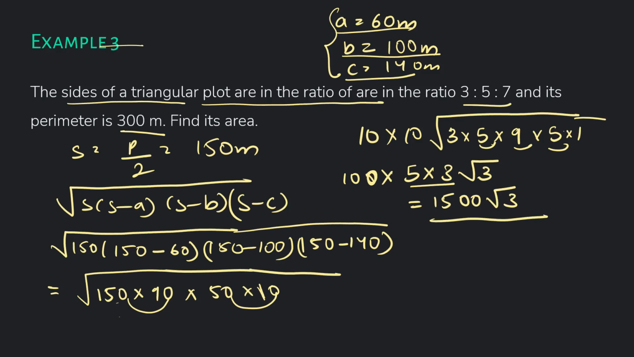So this would be our area, and the unit would be meters square, because our sides are in meter, as our perimeter was in meter. So this is how you will find out the area of the triangle using Heron's formula in different kinds of questions that are asked.